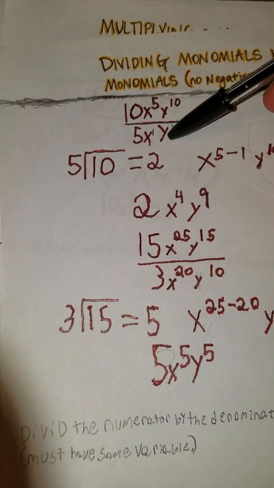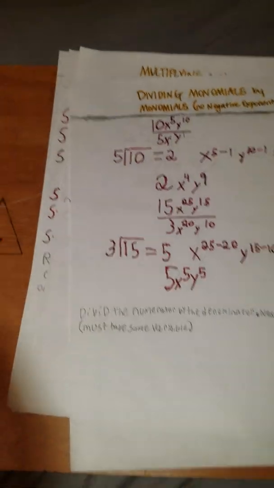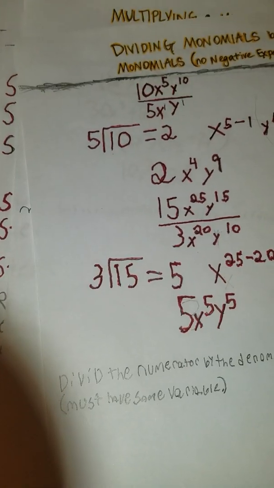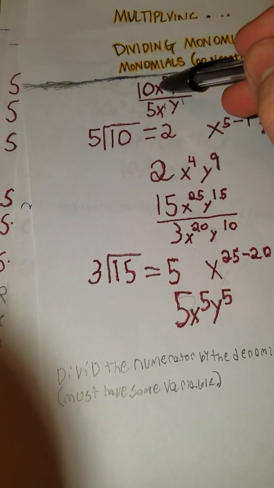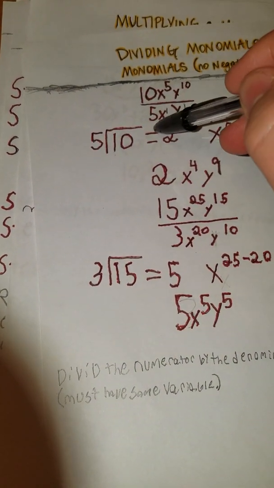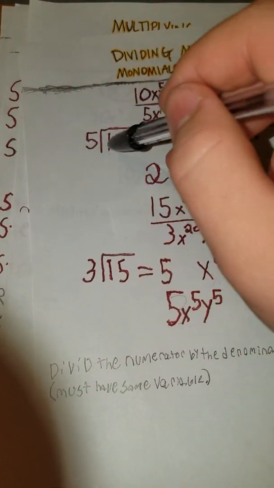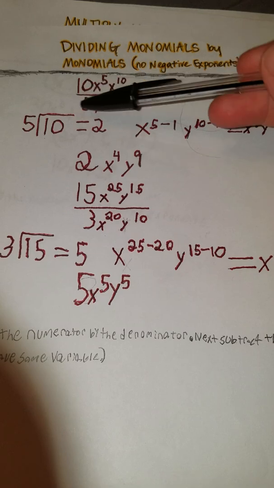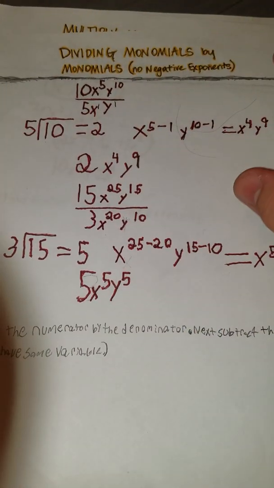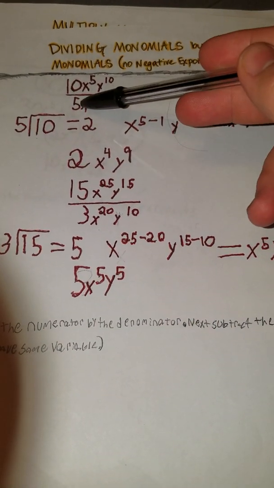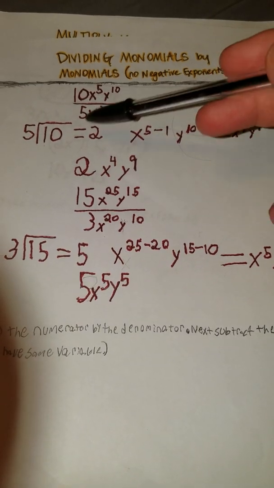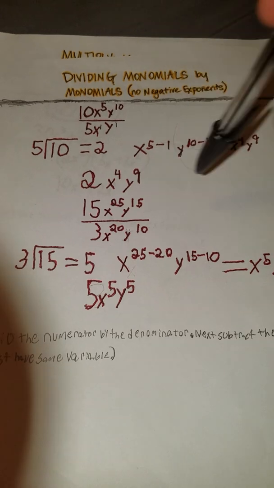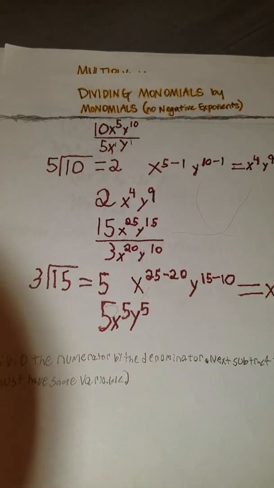5xy. Okay? So to start off, you would divide the numerator by the denominator. So it'd be 5 divided by 10, which equals 2. And then with x, even if there isn't an exponent shown, it's always going to be a 1 there. If there's not an exponent, there's always a 1.